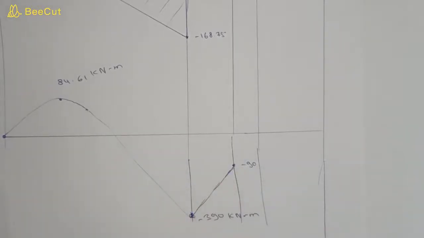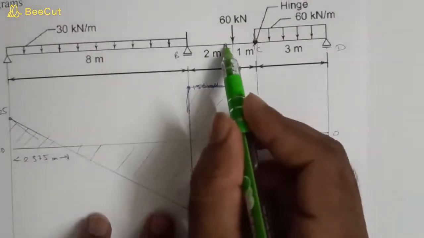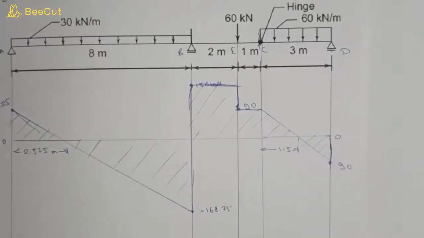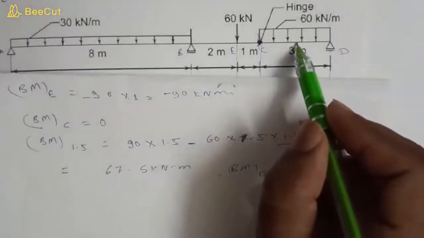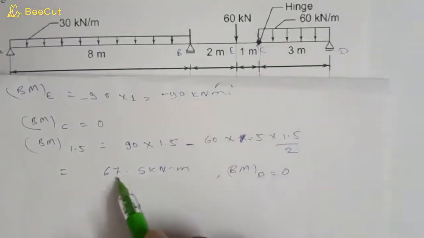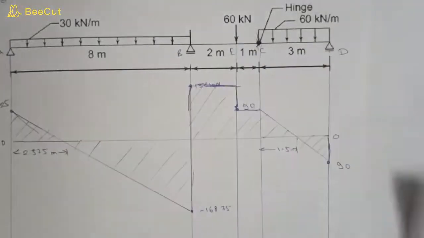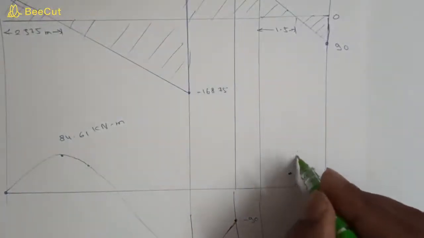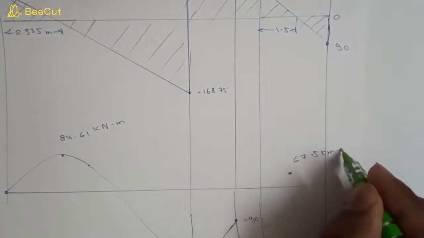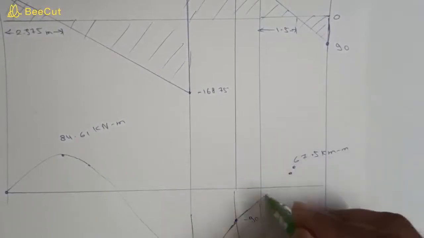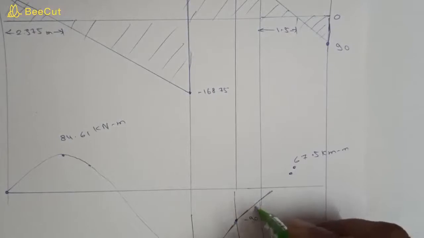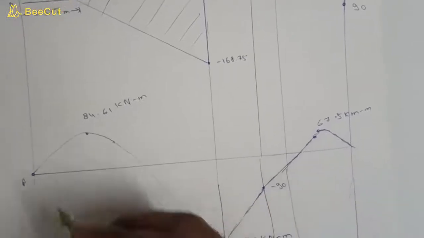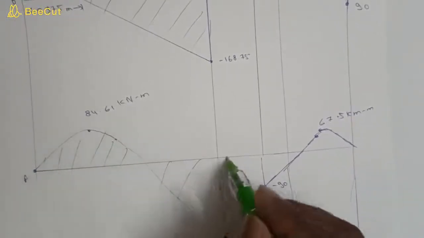It is an inclined line because there is no UDL, it is only a point load, so it is minus 90 up to here. Then we have calculated bending moment at this point where bending moment is maximum in this section, so it is 67.5 kilonewton meter. So it will become 67.5 kilonewton meter at some point. So it will become maximum here, and then again it will become 0. So this is the bending moment diagram for this beam.